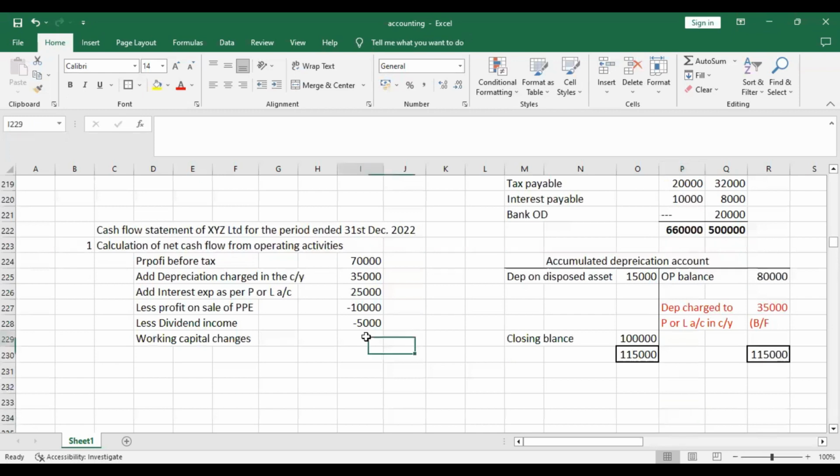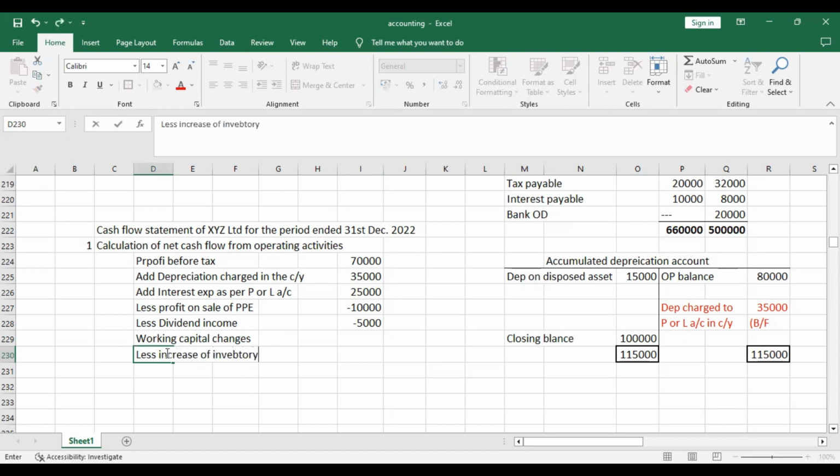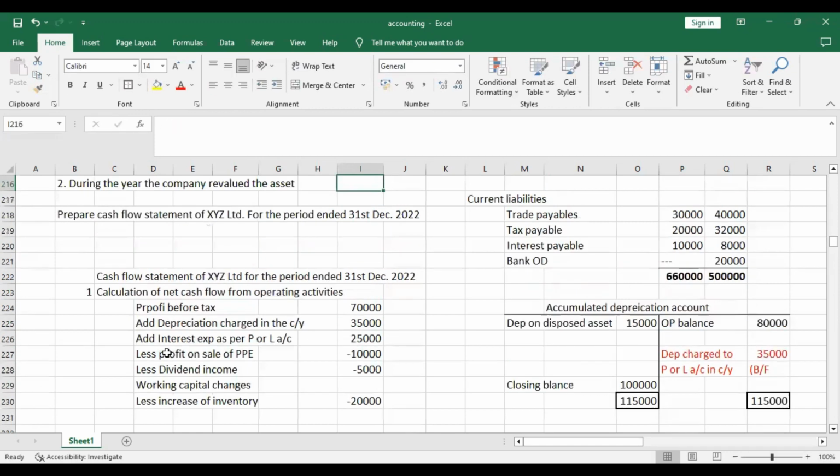So an increase in inventory is minus because you are acquiring inventory, so it indicates very clearly an outflow of cash. So less increase of inventory. How much is it? Minus 20,000.